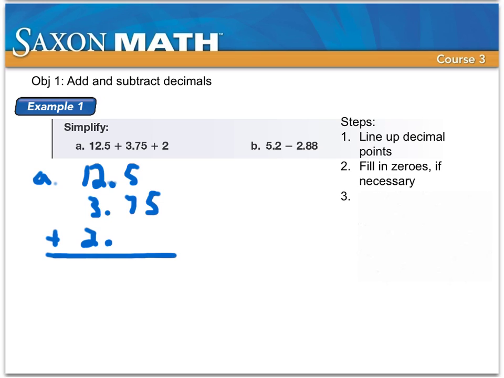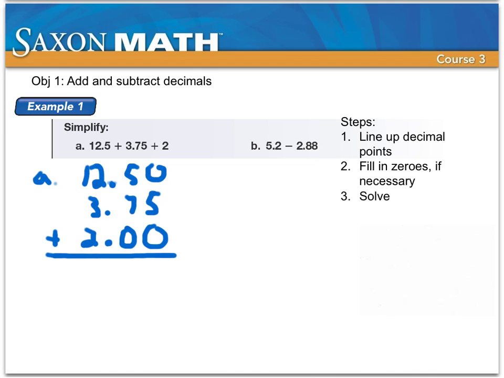Step 2 is to fill in zeros if necessary. So we need to have 2 places past the decimal in each of our numbers. This one only has 1, so I have to fill in a 0 in the second place. This one has no numbers after the decimal, so I have to fill in 2 zeros. Okay? And step 3 is to solve it, so to add them up.